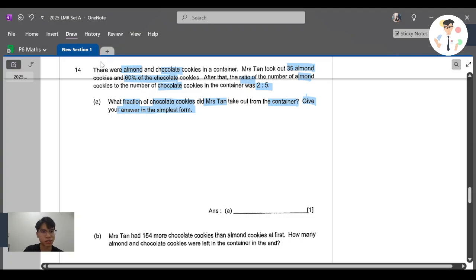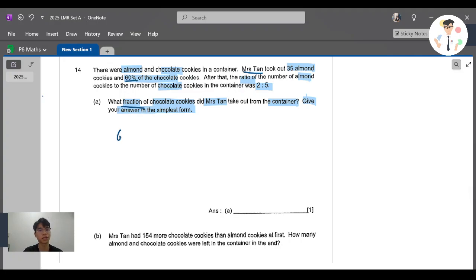I think the question is kind of simple for part A. We know that Mrs. Tan took out 60% and they are now asking for the fraction. So 60% basically means 60 out of what? 100. If you simplify further, it'll be 3 out of 5. So, very simple question, 3 out of 5.